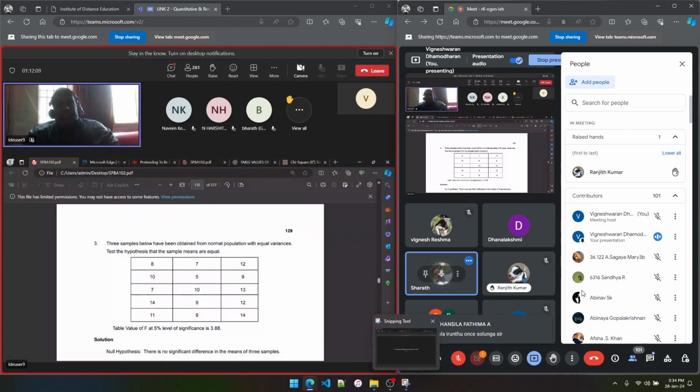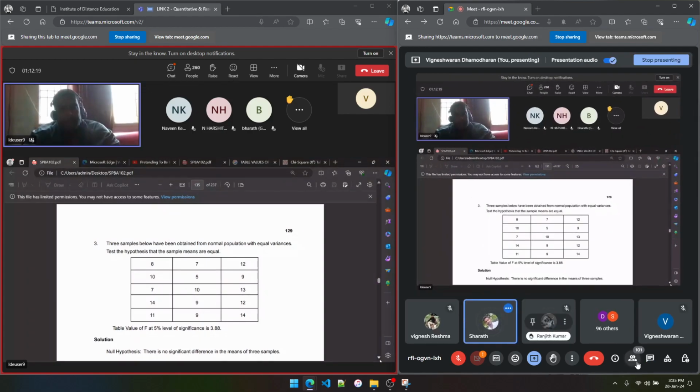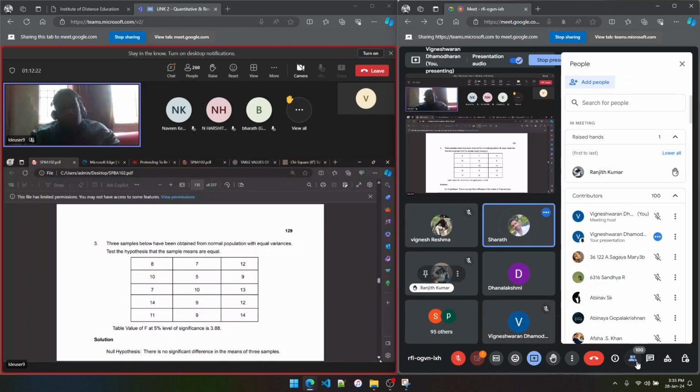There is not any significant difference in the mean of 3 samples. Otherwise, the null hypothesis can be written like this: sample means are not different. Or: the means of all the 3 samples are not equal. You can write the hypothesis however you like, either as given in the question or as I say. Means of all the 3 samples are not equal.